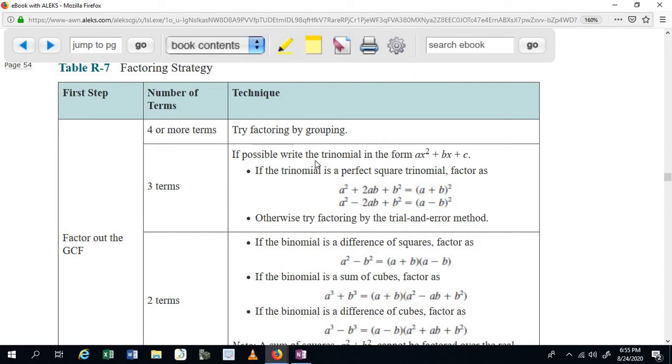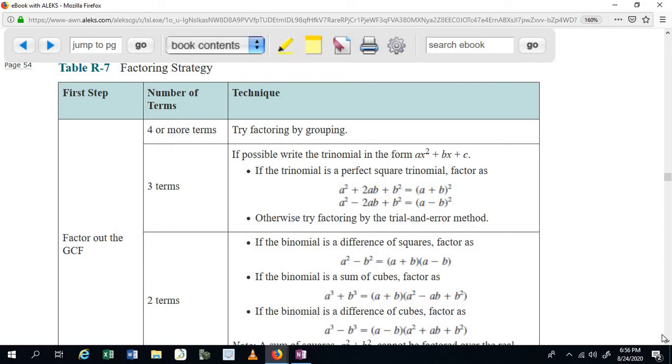If you have 3 terms, you want to write the trinomial in the form of ax squared plus bx plus c, and then see if it is a perfect square trinomial. And if it is, you can either factor it into (a plus b) squared or (a minus b) squared. If it's not a perfect square trinomial, then you want to try to factor it using the trial and error method, or you can also use the AC method, which I talked about in a previous video.